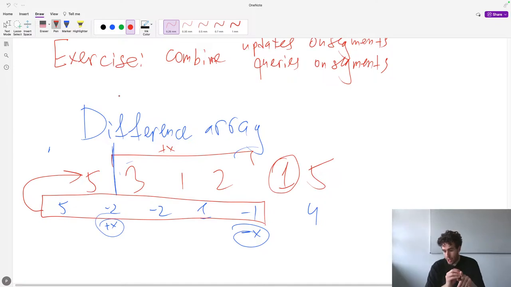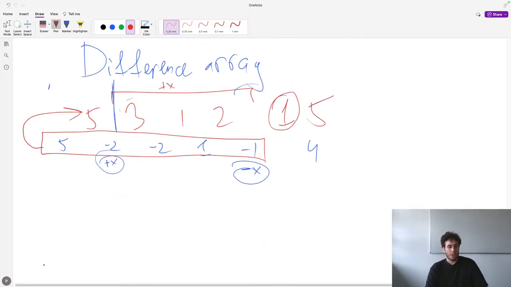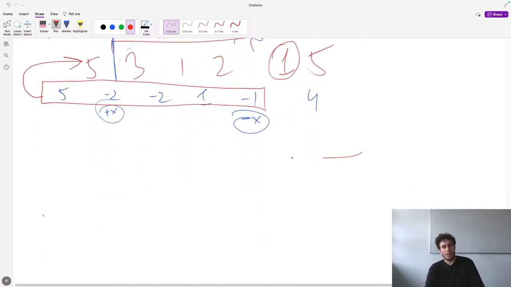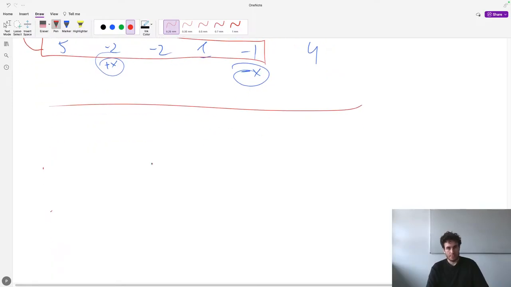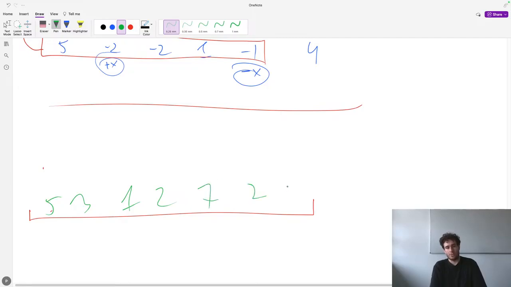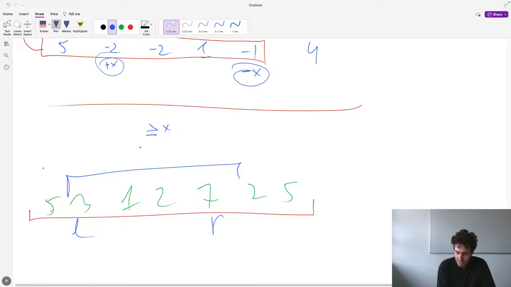Another problem is the following. Pre-last problem. We're almost there. I have an array, 5, 3, 1, 2, 7, 2, 5. And I'm given a segment, LR, and I'm also given a value x. And I want to find the number of elements on this segment that are at least x.